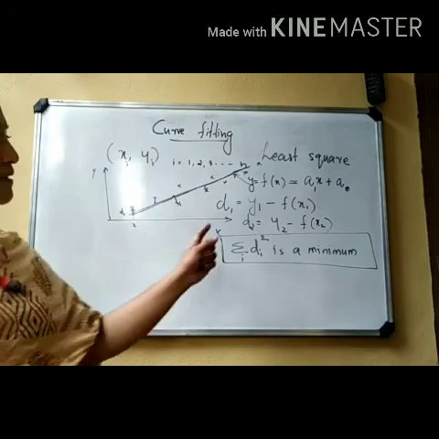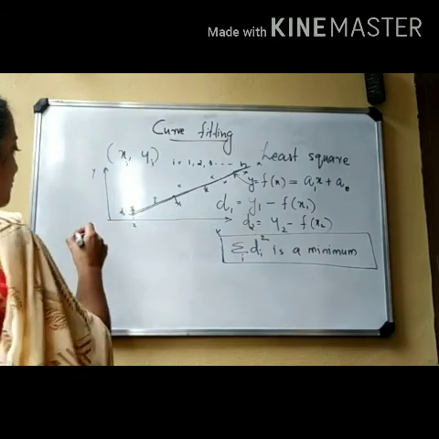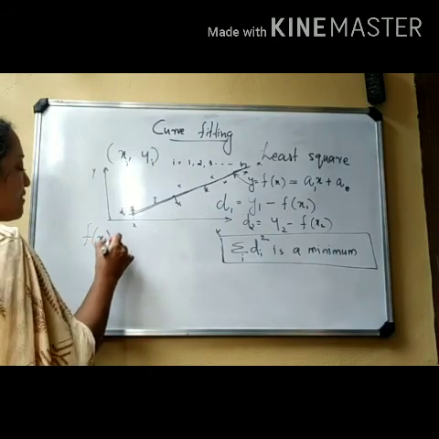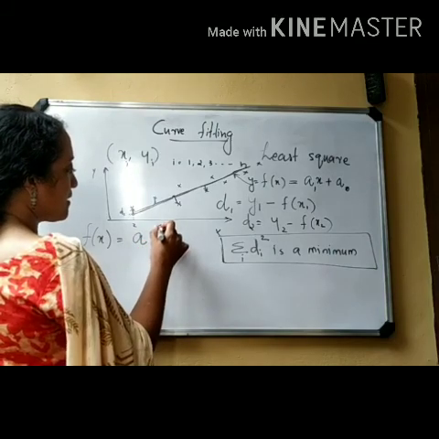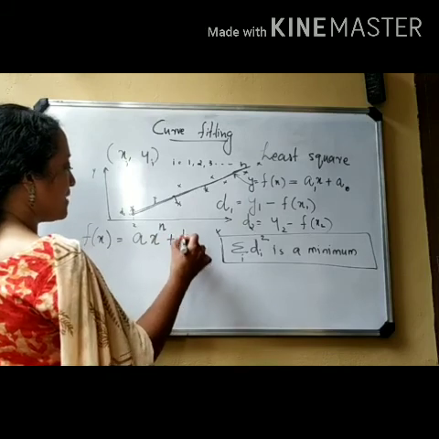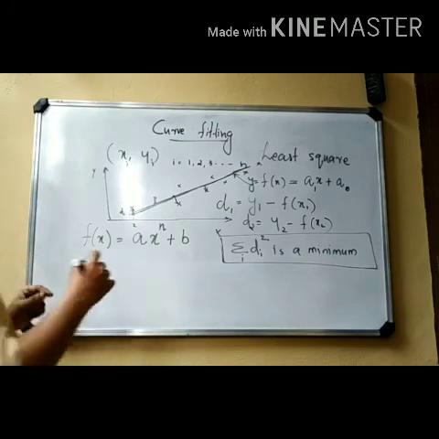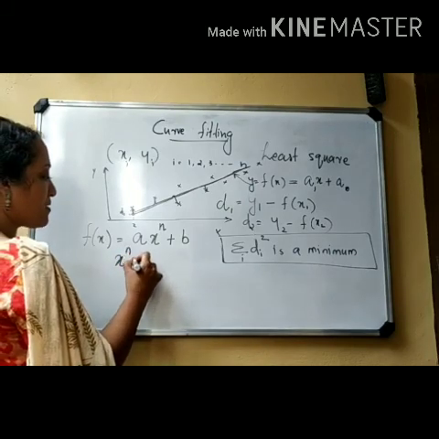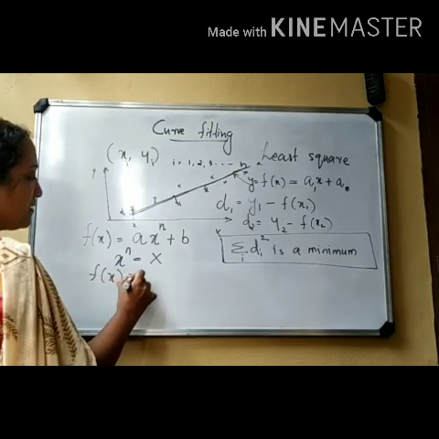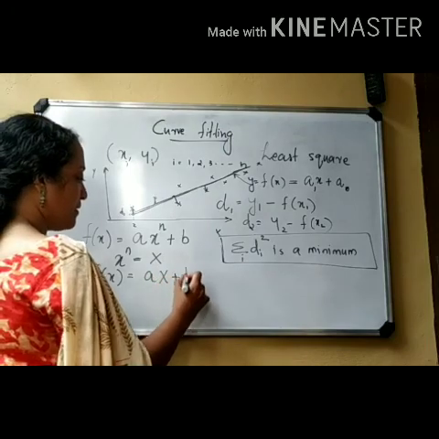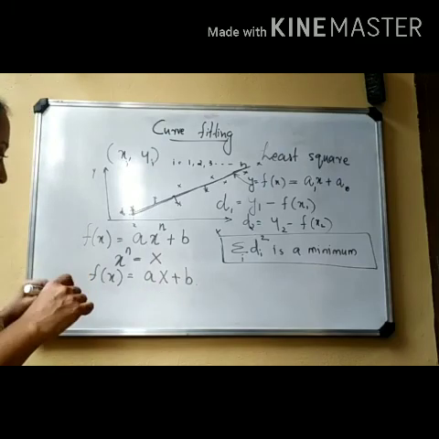It is not necessary that this is always a straight line. There is exponential curve fitting also. Suppose we assume the form of the function f of x as equal to a x raised to n plus b. So this is not linear, but we can make this linear by substituting x raised to n as x, so that our function f of x can be rewritten as ax plus b. Now this has become linear and we may use the linear least square fitting.